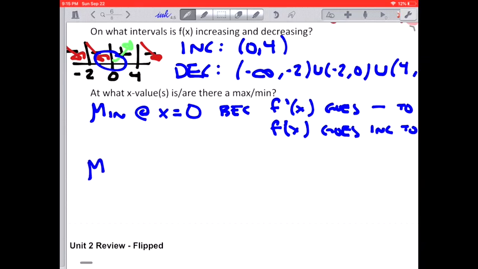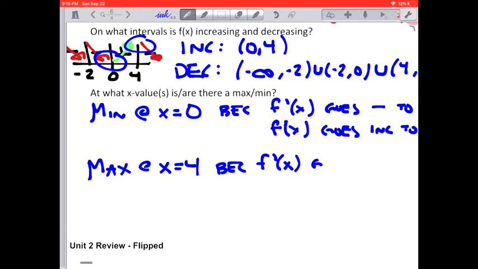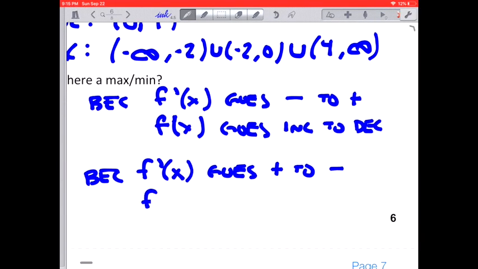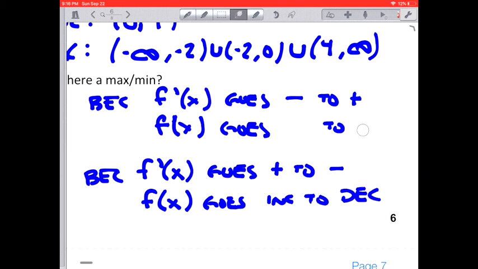I have a max at x equals 4, because the derivative goes from positive to negative, which means my original function, f of x, goes increasing to decreasing. Which obviously, if you are still awake at this point, you realize that I made a mistake at the top, and I should have said the function f of x goes from decreasing to increasing. Okay?